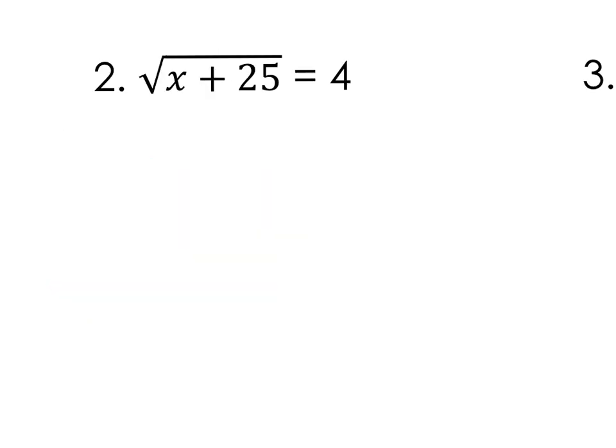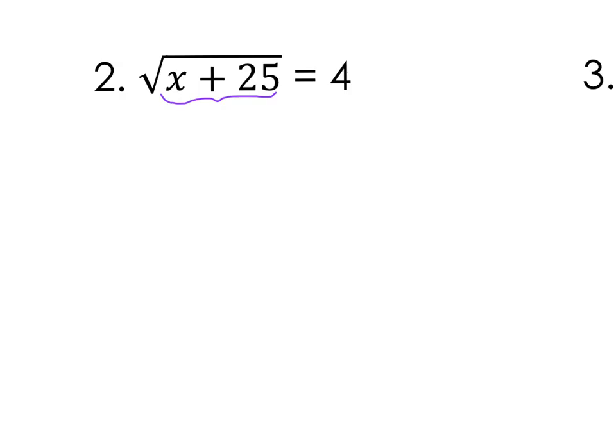Example 2, square root of x plus 25 equals 4. What's unique about this one is notice that x plus 25 is on the inside of the radical. Make sure to include that in your notebook. Now that's already the radical term. There's really nothing on the outside being added, subtracted, or multiplied to it. Therefore, we can go right to step 2.